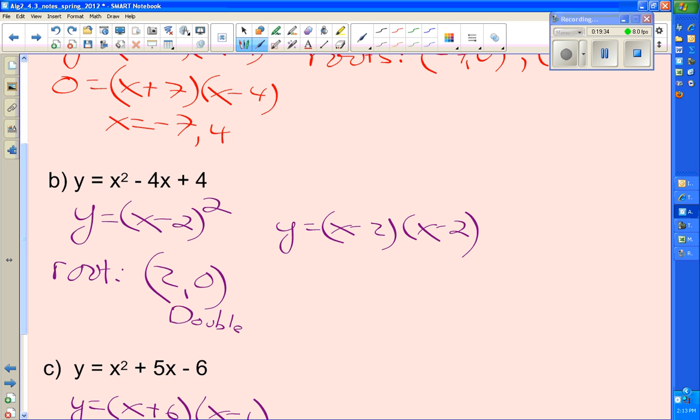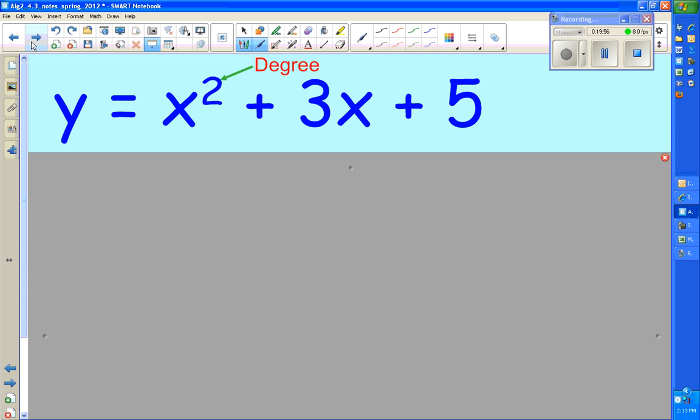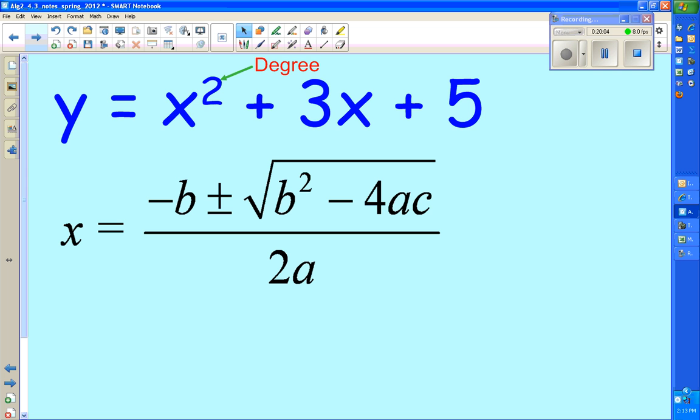When you get a double root, it's going to be tangent to the x-axis at that point. The graph will come down and kiss the x-axis and bounce off, or it'll go up and kiss off the ceiling and bounce back down. Okay? But we also have ones where we can't factor. So you learned in Algebra 1 the quadratic formula.